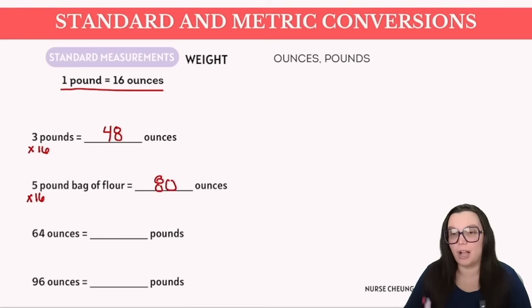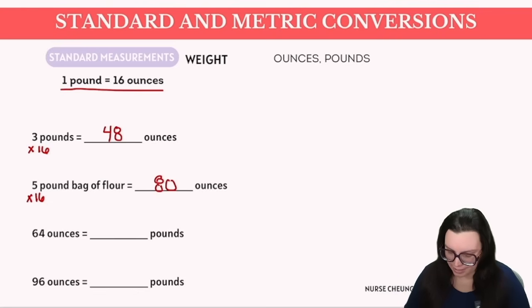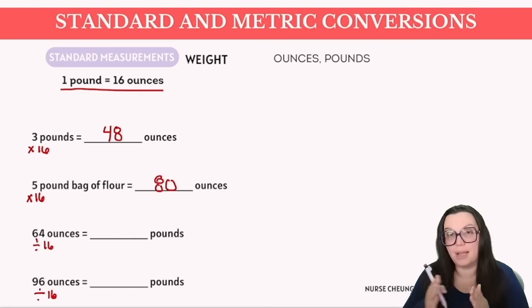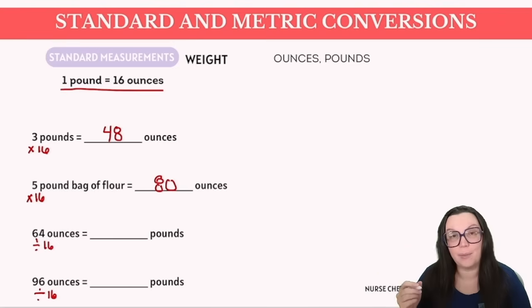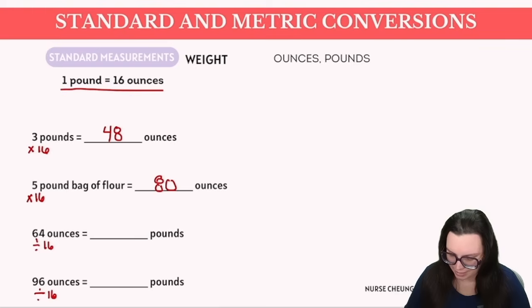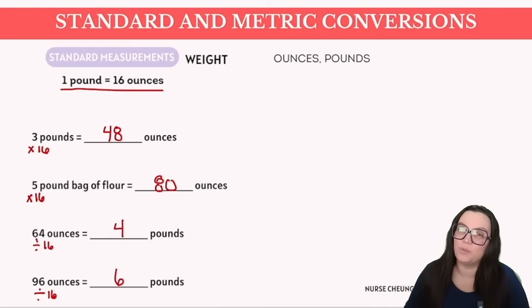So for our last 2 problems, we're going from a smaller unit to a larger unit. When we go from small to large, we actually divide. So in this case, we're going to divide each one by 16 in order to get our answer from ounces to pounds. Our first one is 64 ounces is equal to how many pounds? Well, 64 divided by 16 is equal to 4. And our last one, 96 ounces, is how many pounds? Again, 96 divided by 16 gives us 6. So for each answer, we know 64 ounces is equal to 4 pounds, and 96 ounces is equal to 6 pounds.